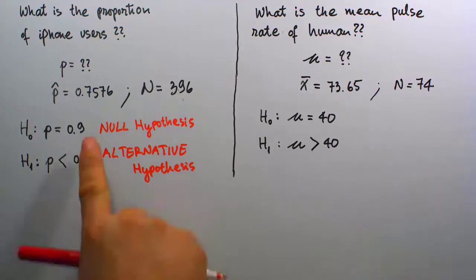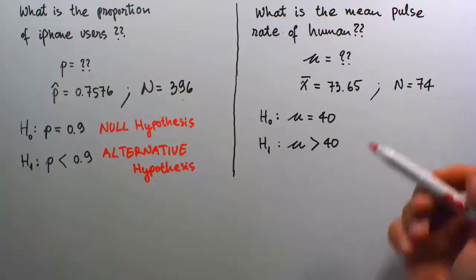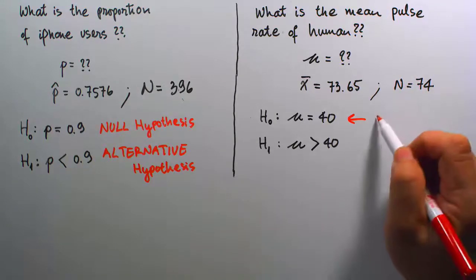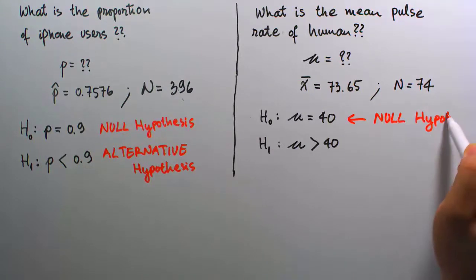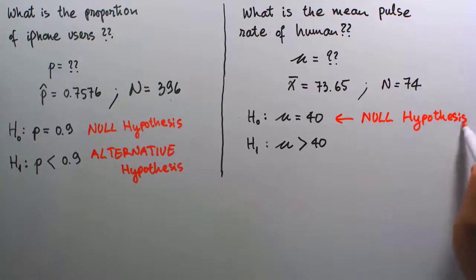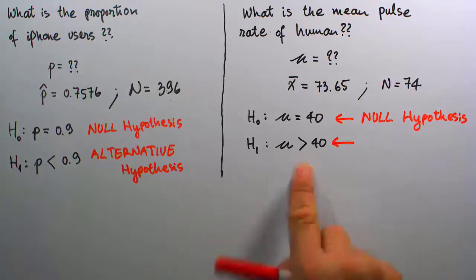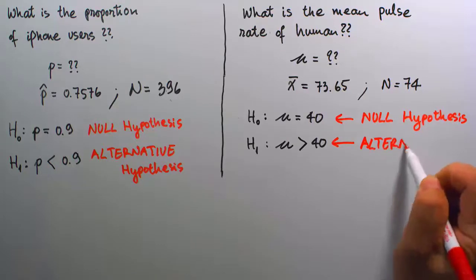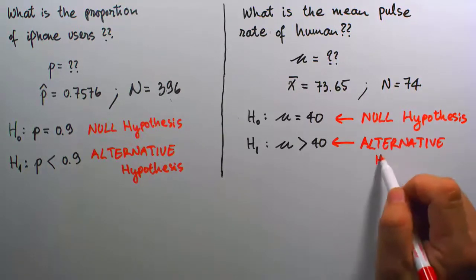And these are the hypotheses about the value of a population proportion. And same way here, we regard this H sub 0 statement as the null hypothesis. And this statement with an inequality here, we regard that as an alternative hypothesis.